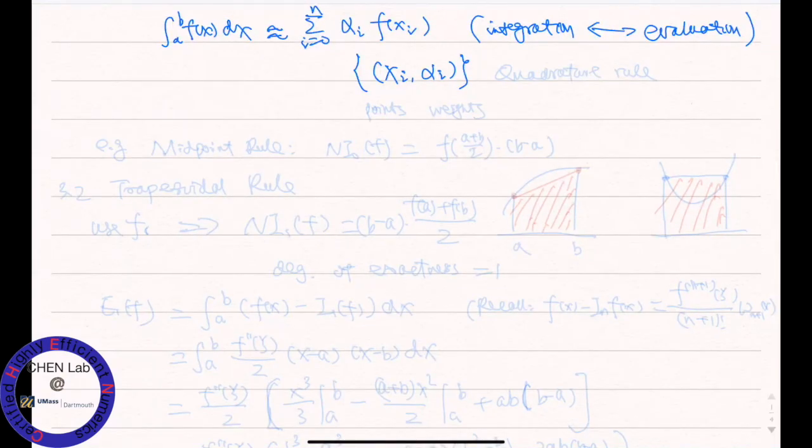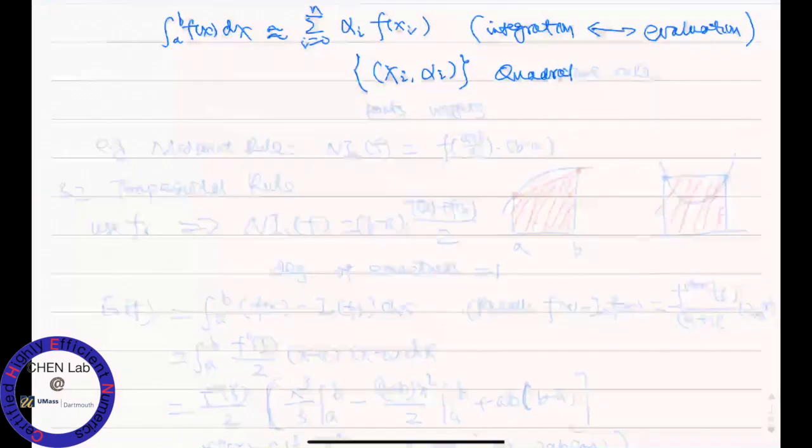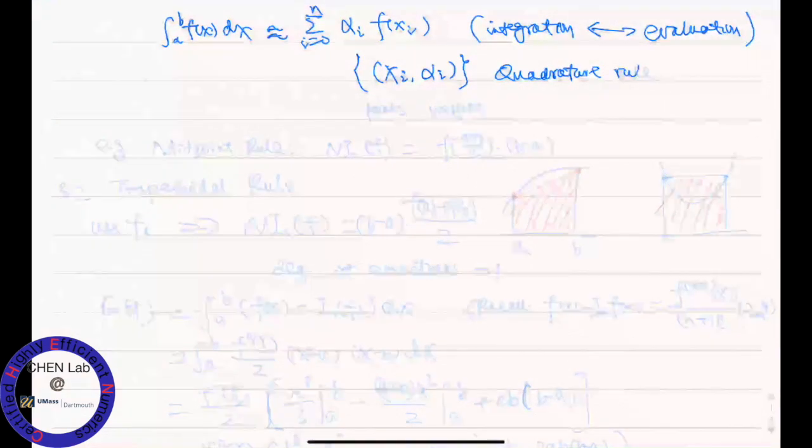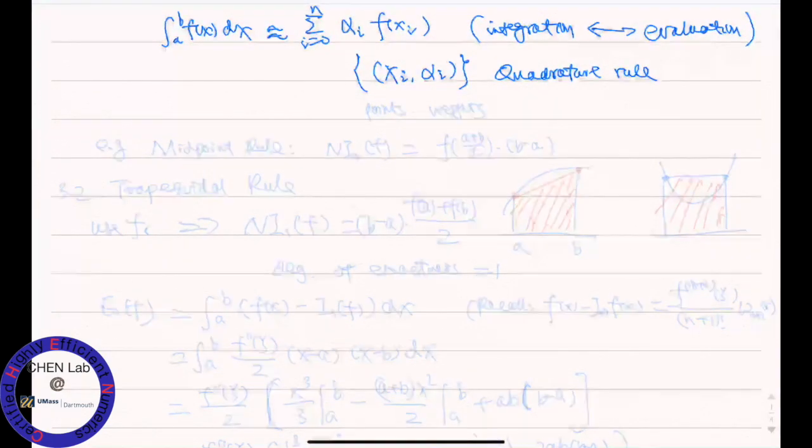So here, that's called the quadrature. This is called a quadrature rule. You give me points, you give me weights. So points and weights. I evaluate my function at those points and multiply with the weights. I add them up.